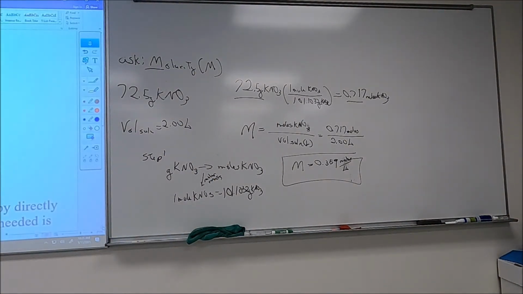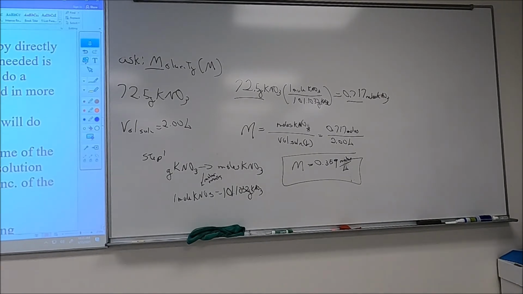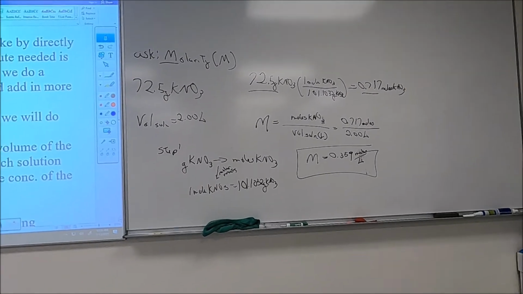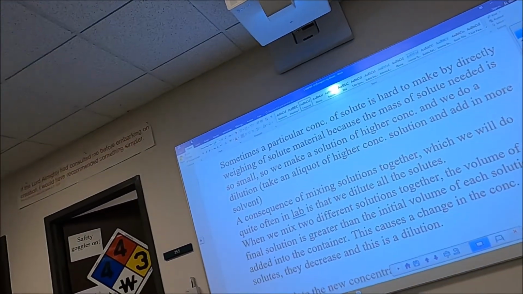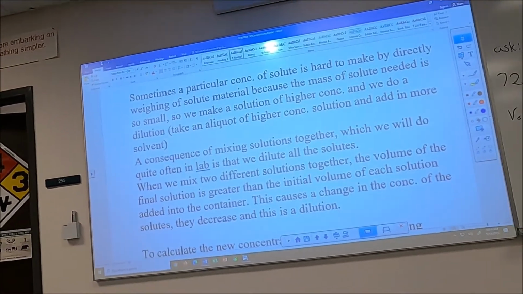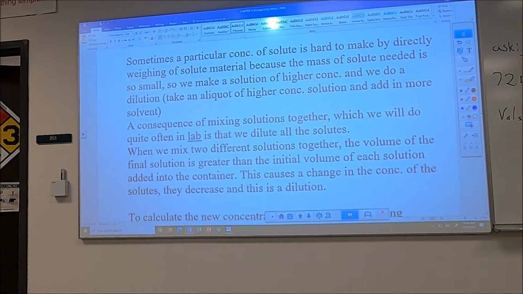All right. Now, just to remind you, when we're making solutions, sometimes a direct approach is not always practical. Sometimes it's hard to weigh out the amount of solute you need to make a specific solution because the amount of solute you need is so small.